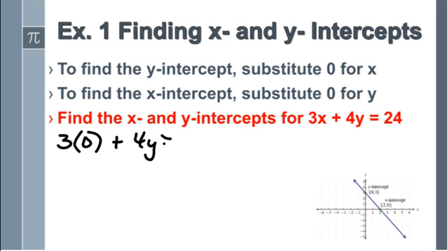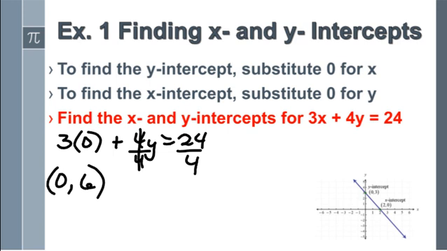3 times 0 plus 4y equals 24. So 3 times 0 is 0. All I'm left with is 4y equals 24. So divide by 4 on both sides. So when x is 0, y is 6. So this is the y-intercept.